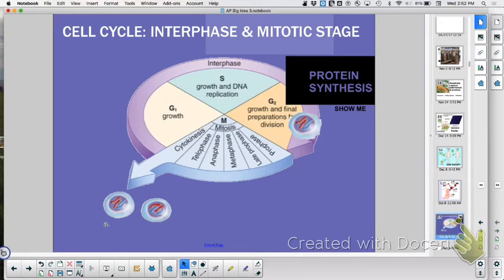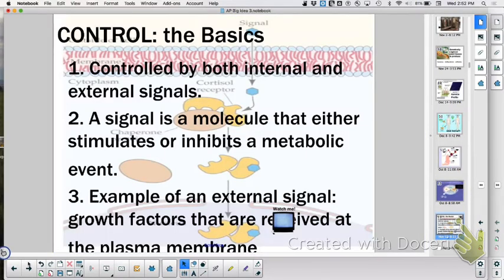Is cytokinesis uniform in all cells? No. Where would it be different? Plant has a cell plate, which becomes a cell wall. Or a fungal cell could have one. Or a fungal cell could actually be multinucleated. So there's variations in that process. Controlling the cell cycle, very big deal. Could be external signals, could be internal signals, which turn that cell cycle on and off.